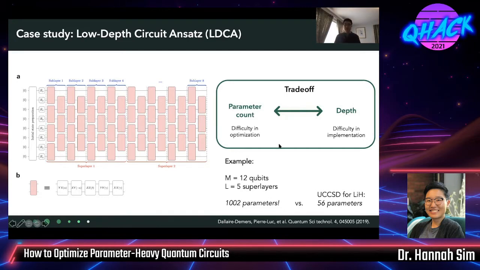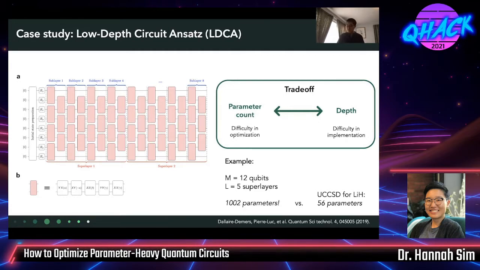But today I'll be focusing on circuits on this end of the spectrum, like LDCA, where you have high parameter counts, because optimization is mainly allocated to classical computers. So you could think of this as more of a classical overhead versus having a high circuit depth, which would require a lot of quantum resources and high quality quantum resources, which I argue is a more expensive resource at this point in quantum computing.